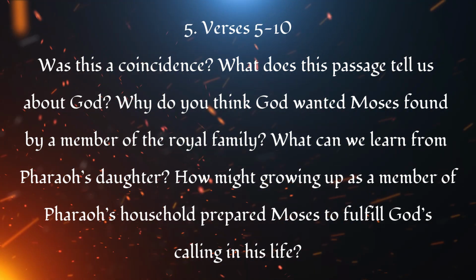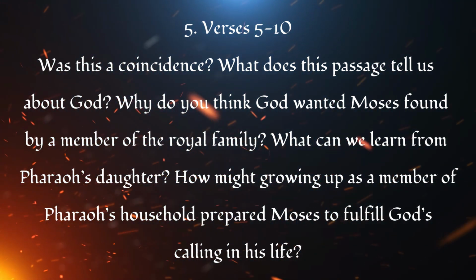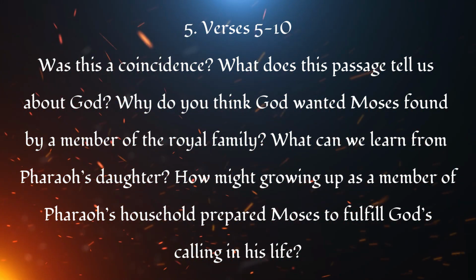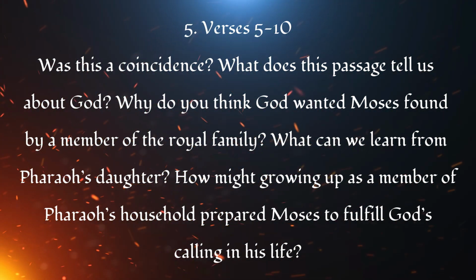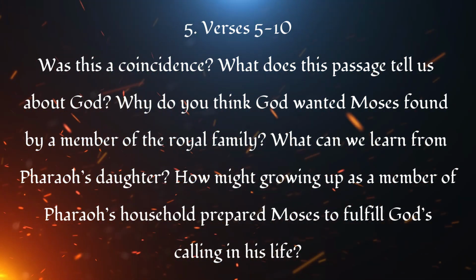5. Verses 5-10. Was this a coincidence? What does this passage tell us about God? Why do you think God wanted Moses found by a member of the royal family? What can we learn from Pharaoh's daughter? How might growing up as a member of Pharaoh's household have prepared Moses to fulfill God's calling in his life?